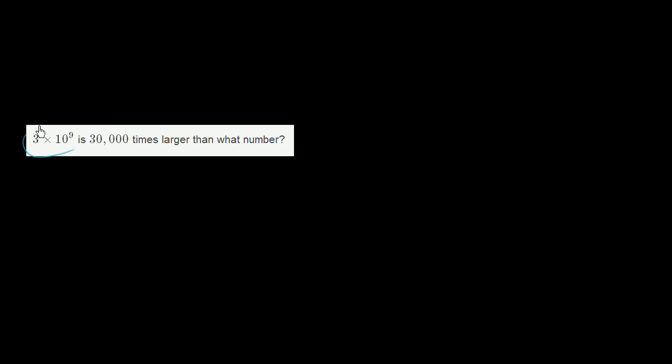So we have 3 times 10 to the 9th, which is 30,000 times larger than what number? So let's just divide by 30,000 and see what we get. And here we've written something in scientific notation, and here we just wrote the number out. So one way we could do it is we could either write this number out and then divide, or we could write this in scientific notation. So let's do it either way.